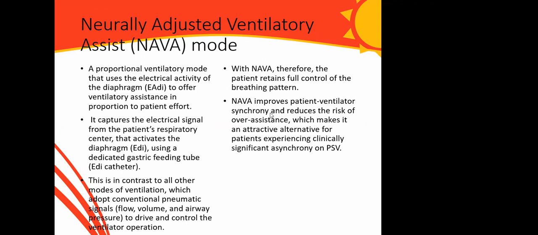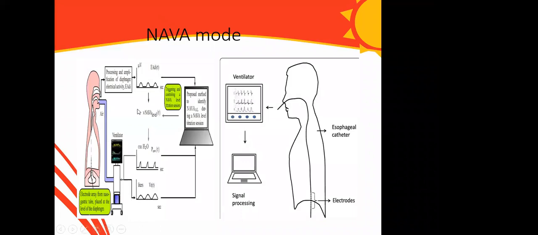One of the modes that improves patient ventilator synchrony is NAVA mode. It reduces the risk of asynchrony, which makes it an attractive alternative for patients who experience clinically significant asynchrony when you are using pressure support ventilation. Now, the next slide shows us how NAVA works.